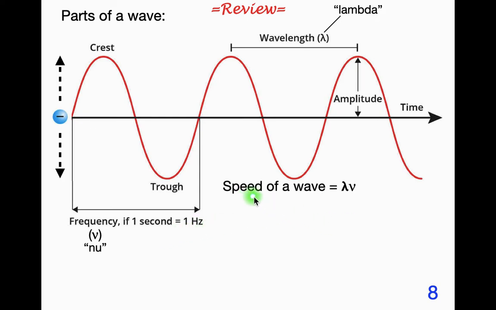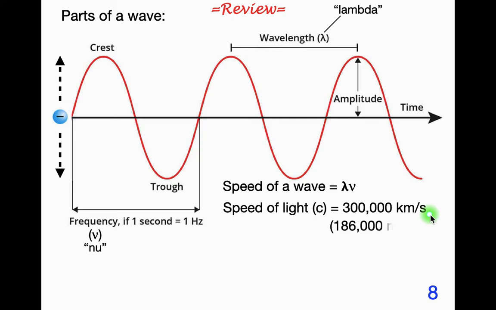The speed of a wave is always the product of wavelength times frequency. Multiply those two together, and you would get the speed of a wave. Now, all light travels, and this is a constant of nature, at 300,000 kilometers per second, or 186,000 miles per second. We use a lowercase c to represent the speed of light. So the speed of light can be determined by multiplying the wavelength and the frequency.